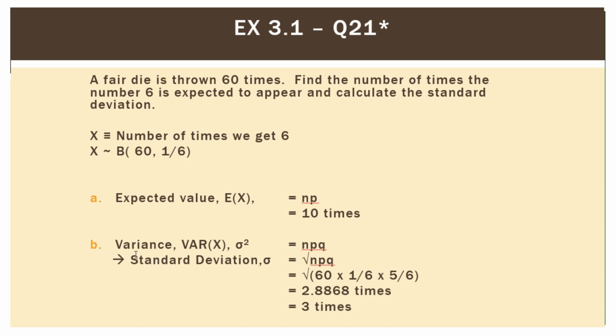Okay, what if you want to find variance? It is NPQ. But this question wants standard deviation. It is the square root of NPQ. So how to find N? N is in the question, 60. P is 1/6. What is Q? 1 minus P, which is 5/6. So you plug it into your square root and you will get it. You will round off to a whole number because this is a discrete distribution. A discrete distribution must be a whole number. Okay?